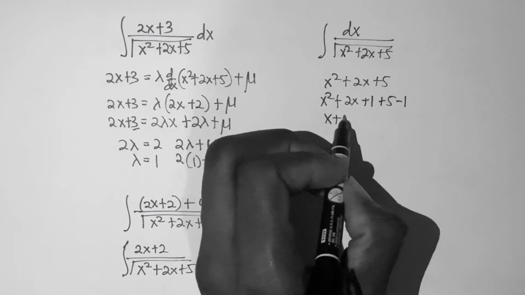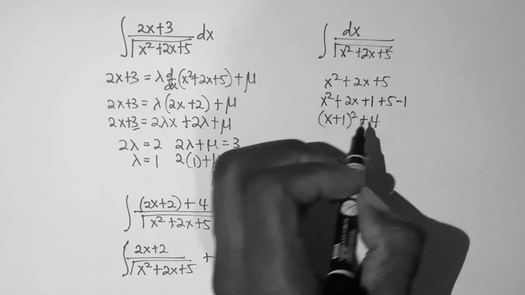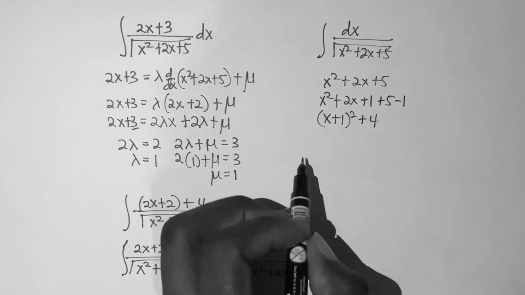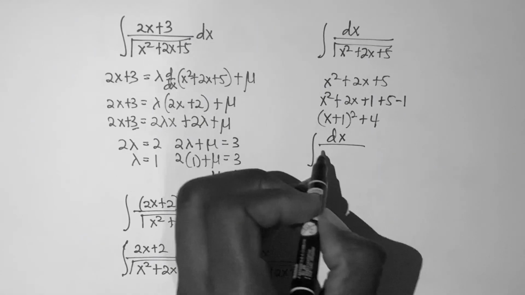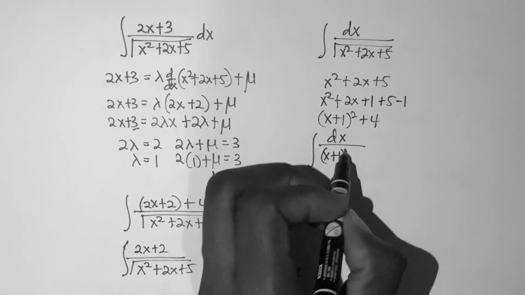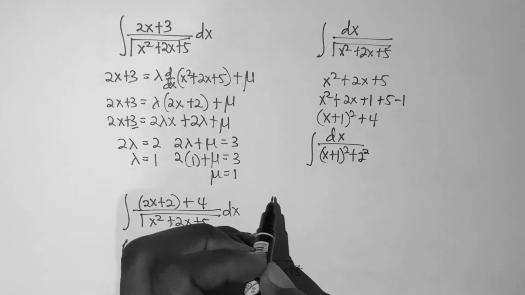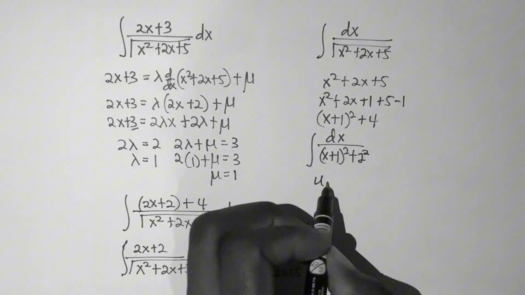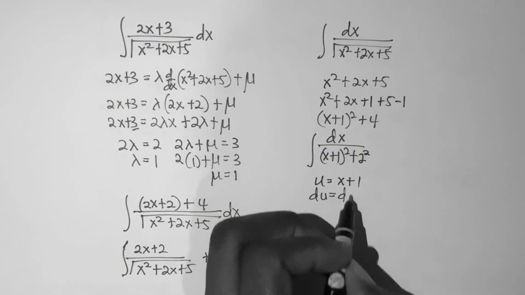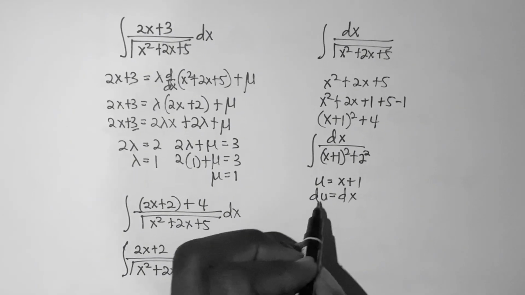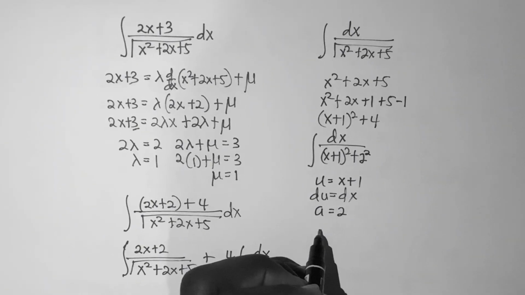So this becomes x plus 1 all squared, then plus 4. So this integral becomes the integral of dx divided by x plus 1 all squared, then plus, I want to write the 4 as 2 squared. Now from here we can see that u is equal to x plus 1, so du is equal to dx, and a is equal to 2.